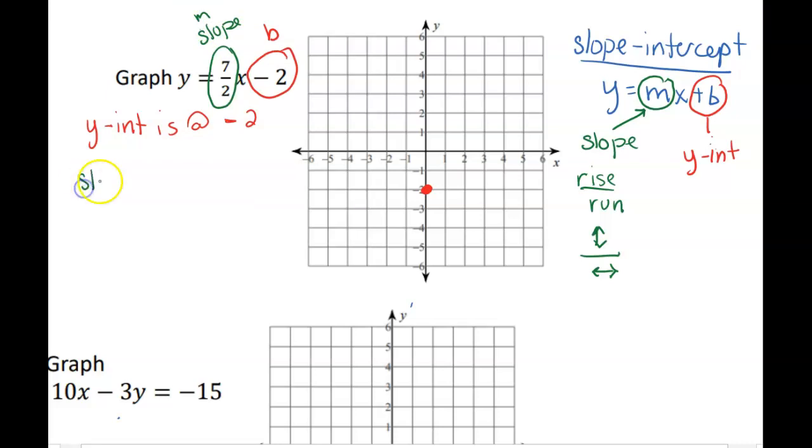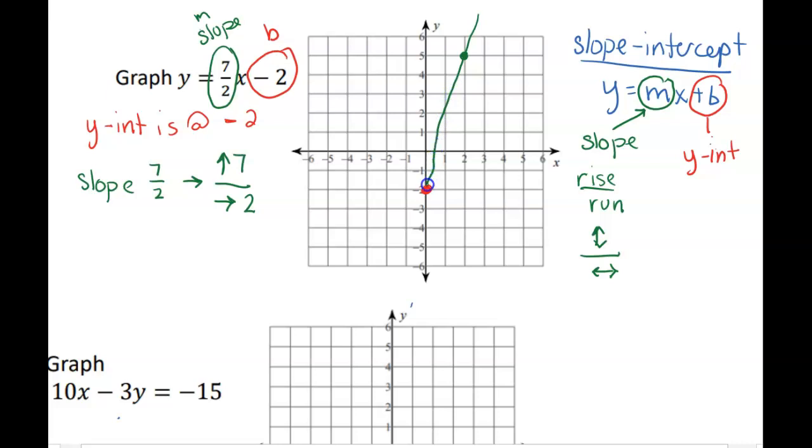Okay, and now 7/2 is our slope, or our m if you want to call it. Okay, so slope is 7/2. So this tells me, the 7 tells me I'm going to go up 7. If it was negative, I would go down 7. And the 2 tells me I'm going to go right 2. Okay, so from the y-intercept, I'm going to travel up 1, 2, 3, 4, 5, 6, 7, and right 1, 2 to get this point. And that is all we need to draw a line.